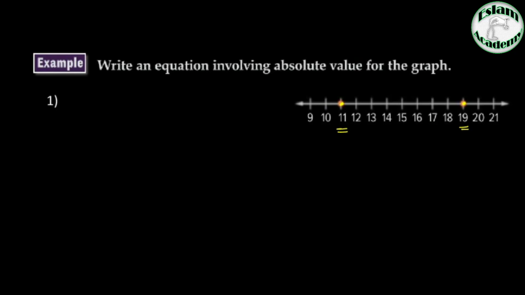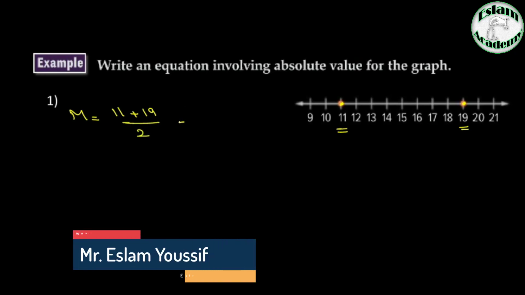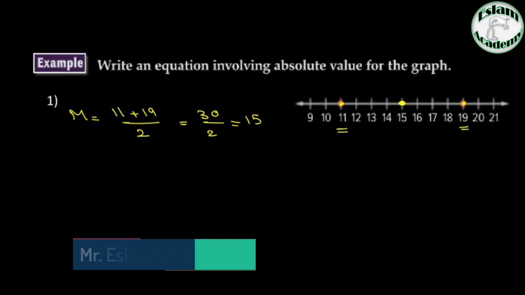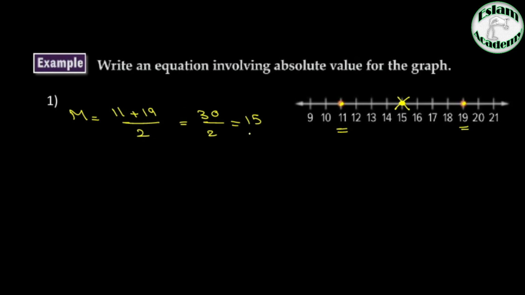Number 1. To solve this problem, we need to find the middle value between 11 and 19. How can we find it? To find the middle value, it will be 11 plus 19 over 2. 11 plus 19 equals 30, divided by 2, so the answer now would be 15. So 15 is the middle value between 11 and 19.